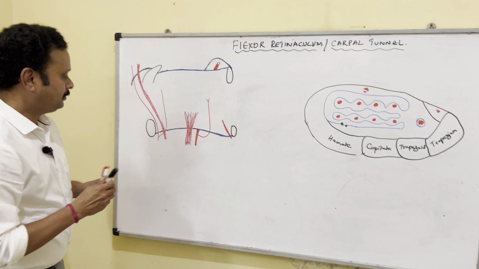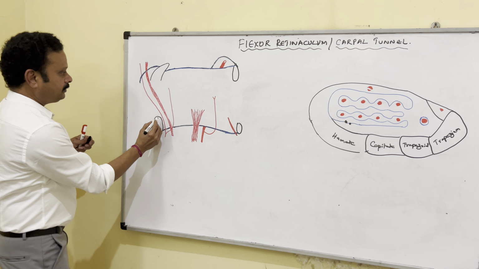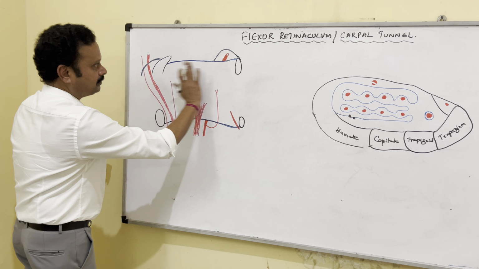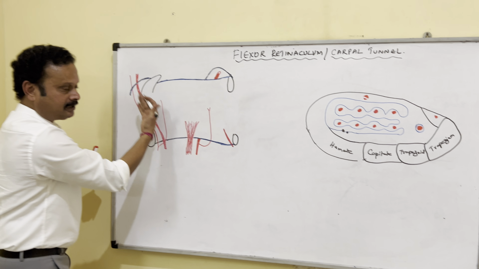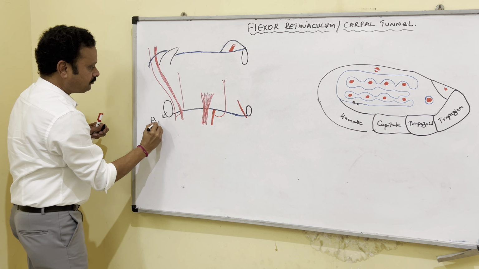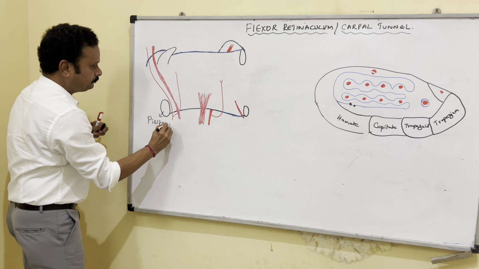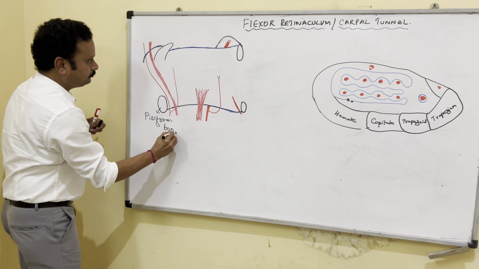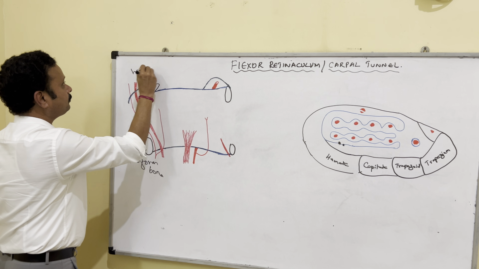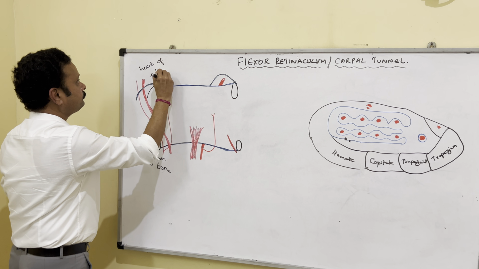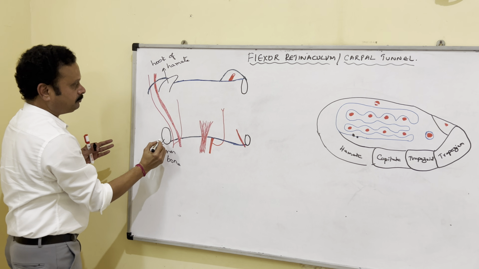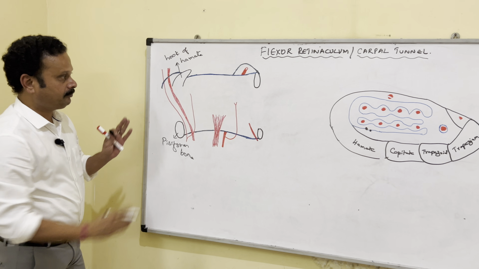Boundaries. So medially, now this is our carpal tunnel. This is the tunnel, or this is the flexor retinaculum which is forming the tunnel. Medially it is bounded by the pisiform bone and the hook of hamate bone. Okay, these are the medial boundaries. This is the pisiform bone and hook of hamate.